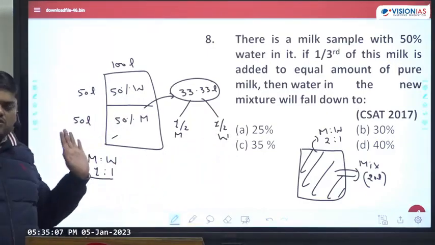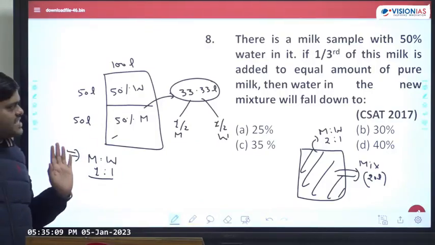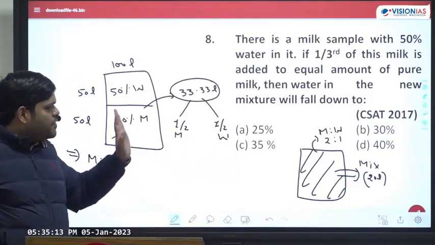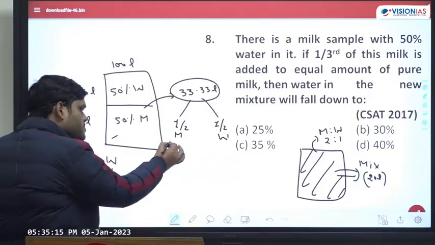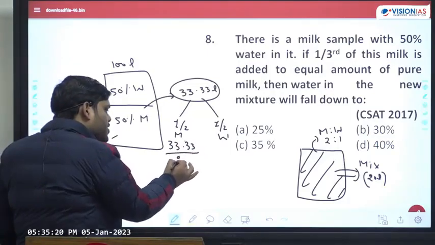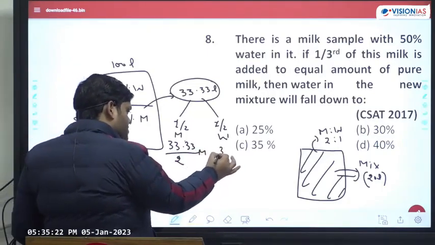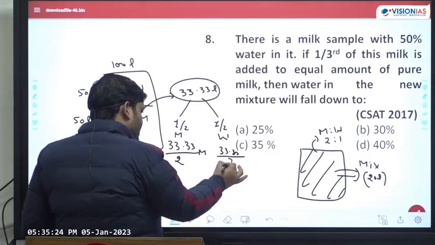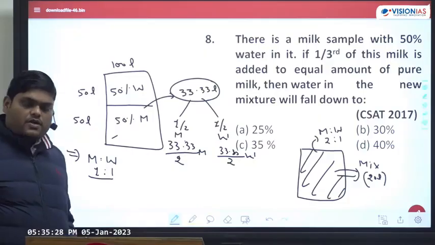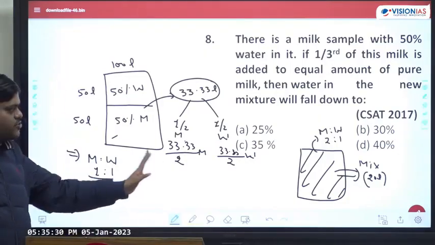Is this making sense or not? That means out of 33.33, half will be milk. That means 33.33 divided by 2 will be milk, and 33.33 divided by 2 will be water. I hope this is clear to everyone.